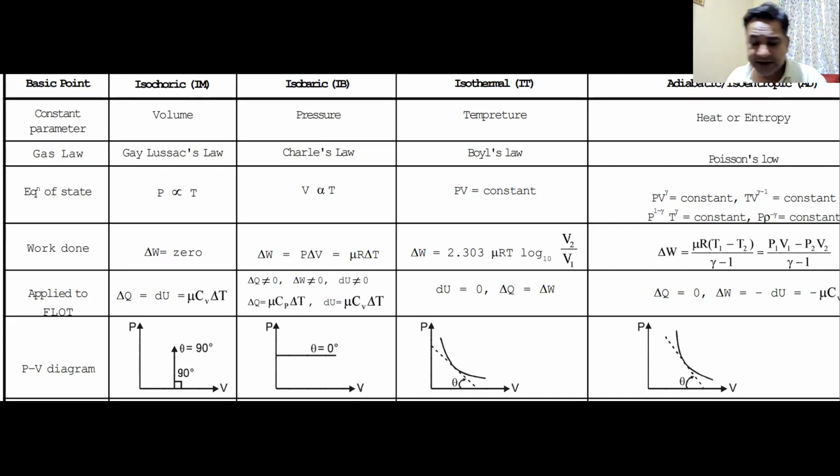Everything that we have discussed in this chapter is given in this one table. 4 processes we have discussed: isochoric or isometric, isobaric or isobaric, isothermal, adiabatic or isentropic. Remember this name, isentropic. Do we understand this? Now I'll quickly go through what are the constant parameters, what remains constant: in isochoric, volume; in isobaric, pressure; in isothermal, temperature; and in adiabatic, there is no heat transfer. The other word is there is no change in entropy. Do we understand this?